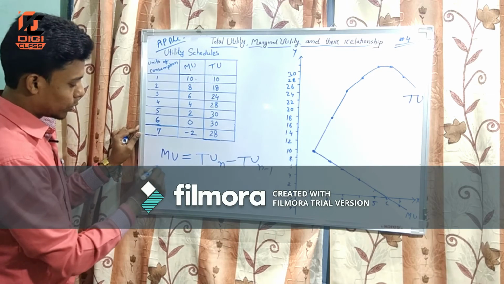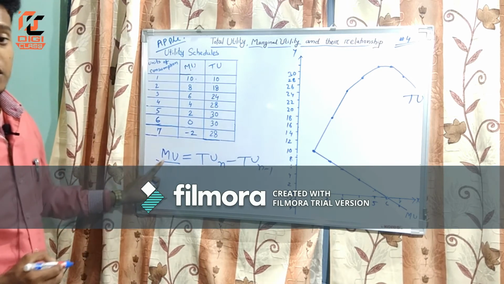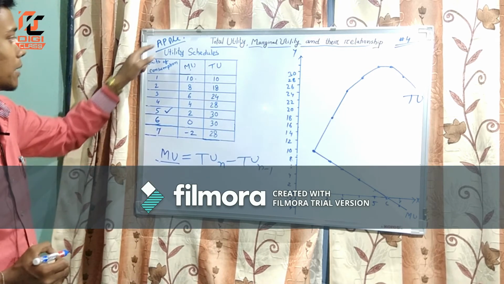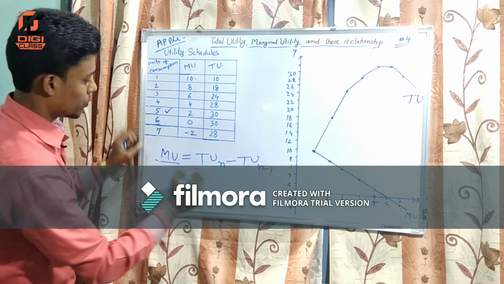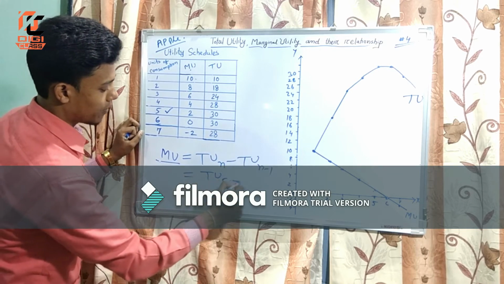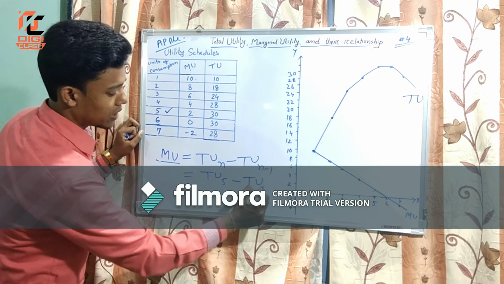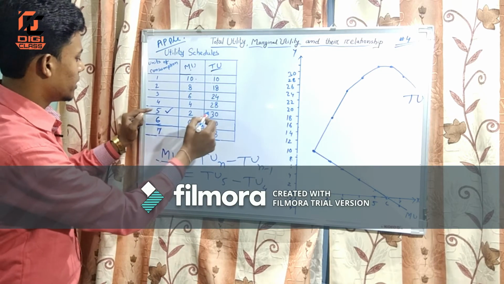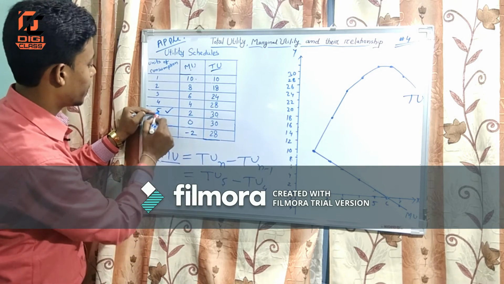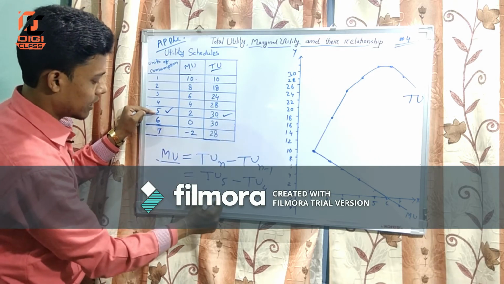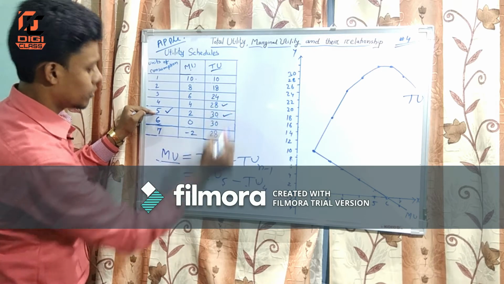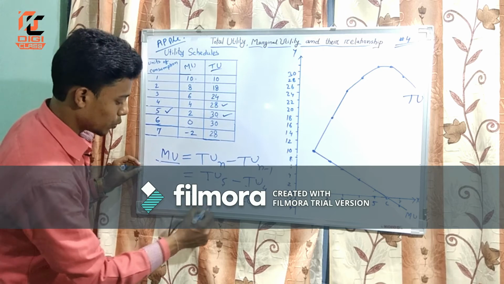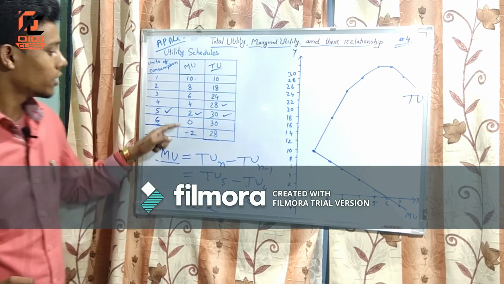If we want to find out the marginal utility of the fifth unit of consumption, that means apple, then we have to write TU5 minus TUn-1, that is 5 minus 1, 4. So the total utility of the fifth item is 30 and the total utility of the fourth item is 28. And 30 minus 28 is 2. Here it is already written, that is 2.